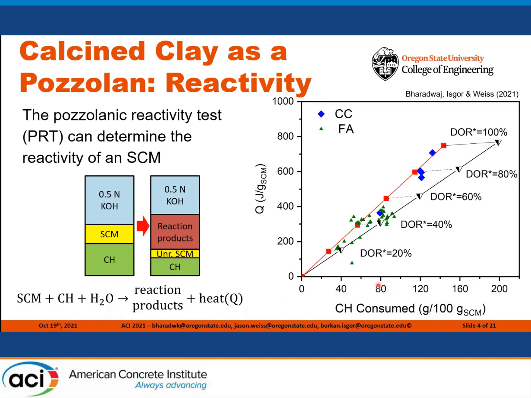The value of reactivity is then calculated by interpolating between the heat released and CH consumed by pure silica, as well as the heat released and CH consumed by pure alumina. For example, this particular fly ash would have a reactivity of around 20%, and this particular calcined clay would have a reactivity of about 80%.